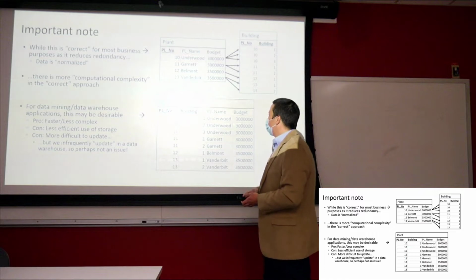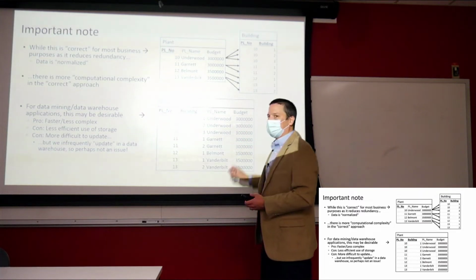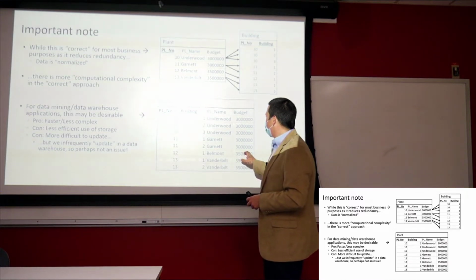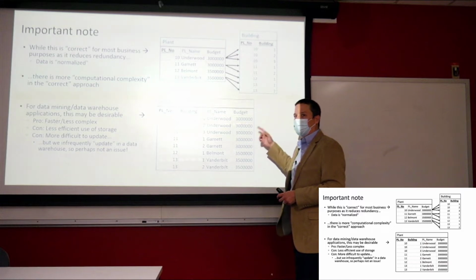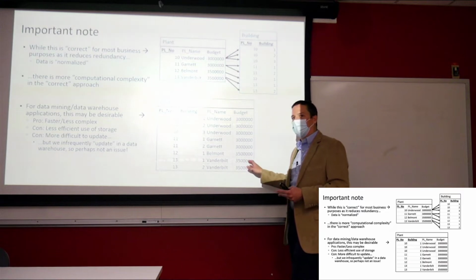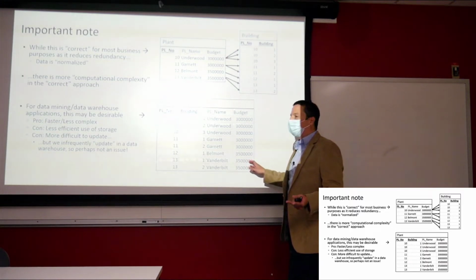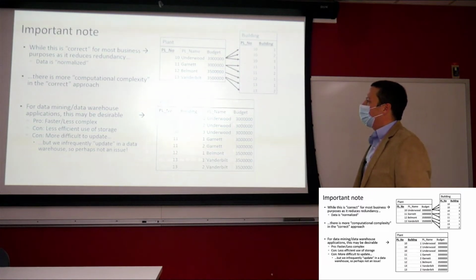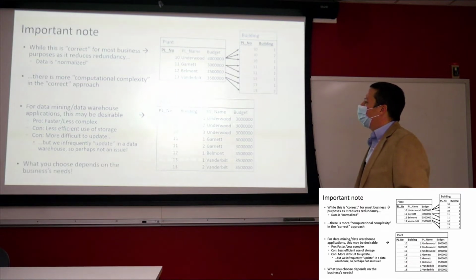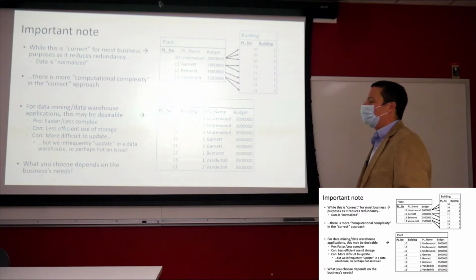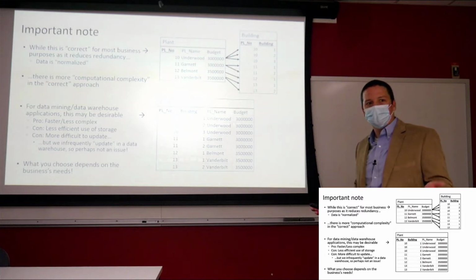So there may be some cases where you want to store this data in its unnormalized format. You're going to be using more storage space, and your data is not going to be as easy to manipulate. But if you're only reading, if you're only doing data mining type stuff, this might actually be the better way to go, okay? But for most business applications, normalized data is going to be the best approach. What you choose depends on the business's needs. It's the answer to almost everything in this class. What's right, what's wrong, depends on what you're trying to do.